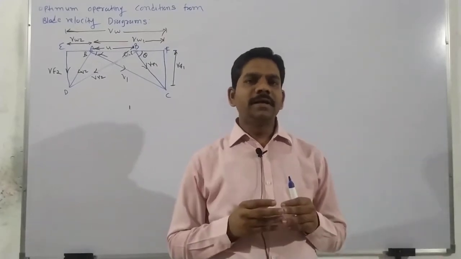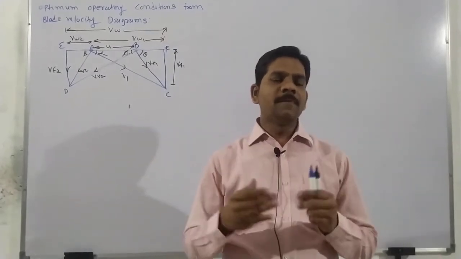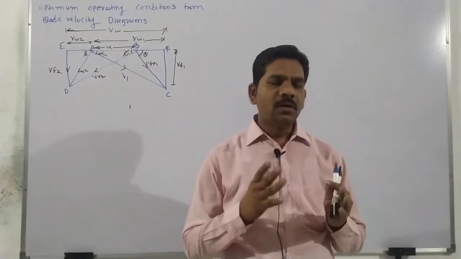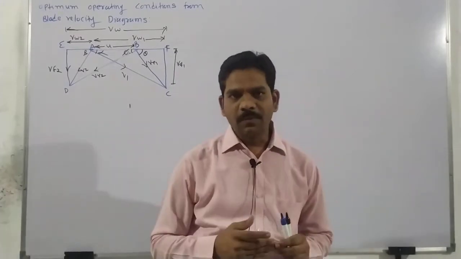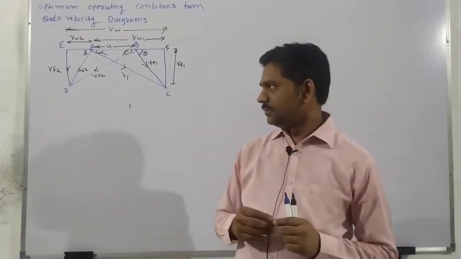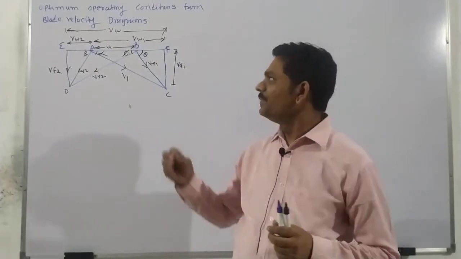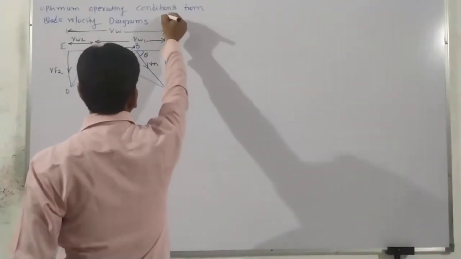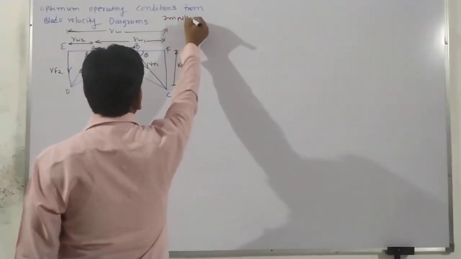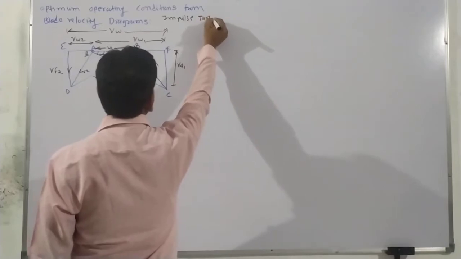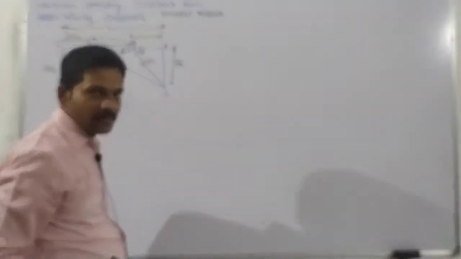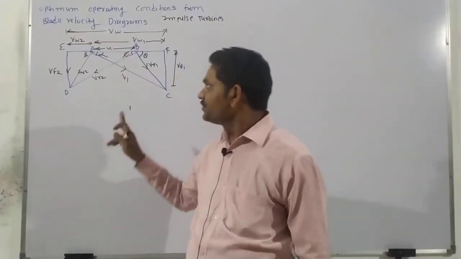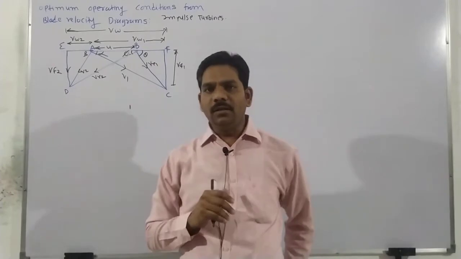So we have to derive the optimum condition for the blade efficiency of a steam turbine, and another derivation, the optimum work done from a steam turbine. These two derivations are very important, and we have to derive them for impulse turbines, from the velocity diagrams which we already learned.